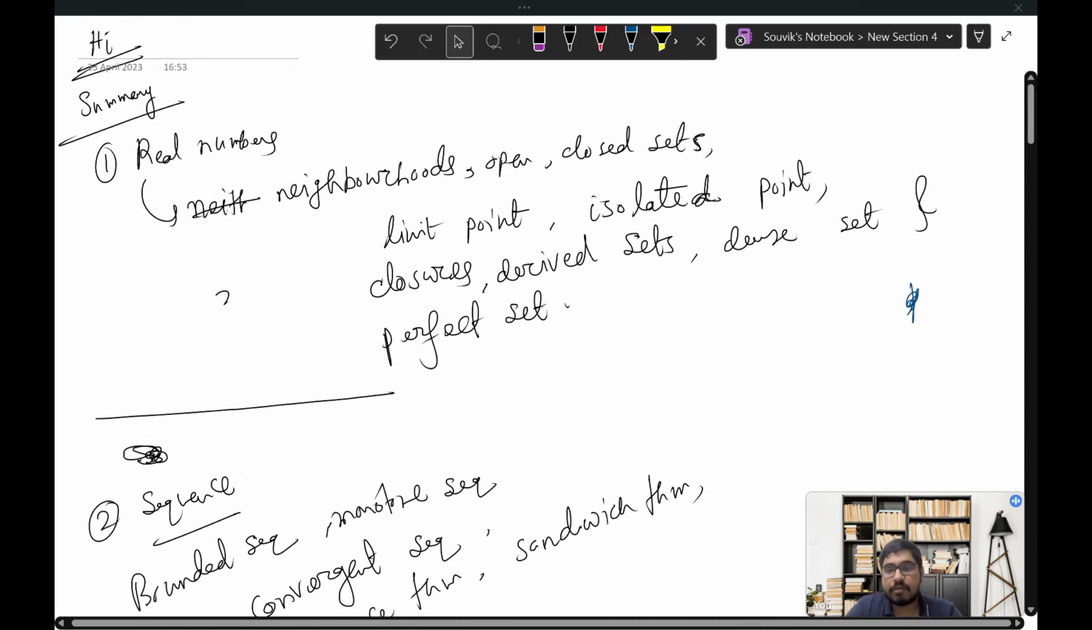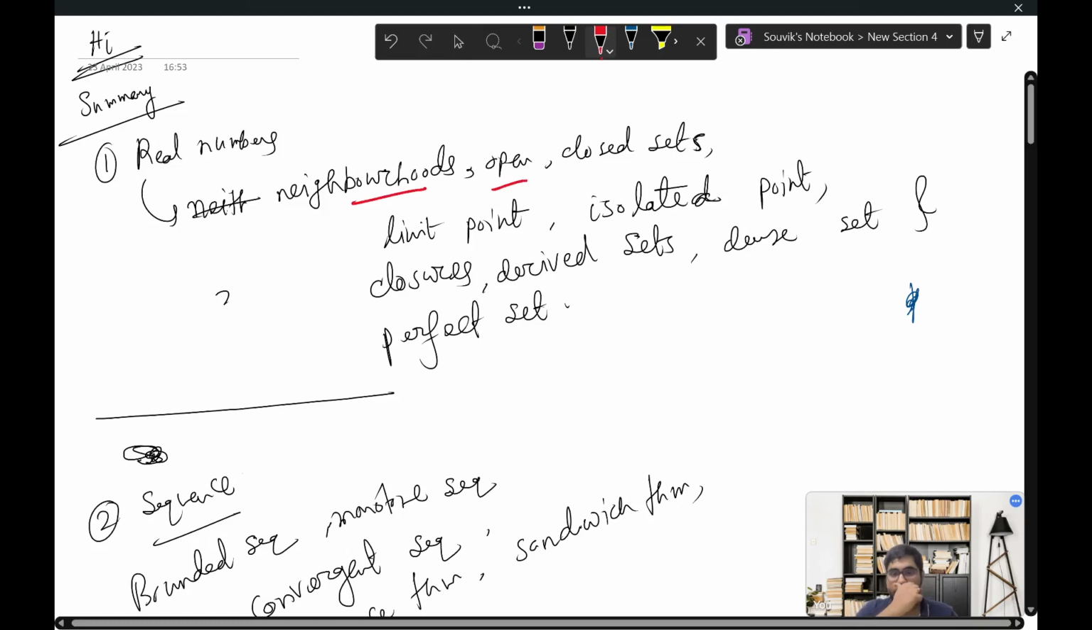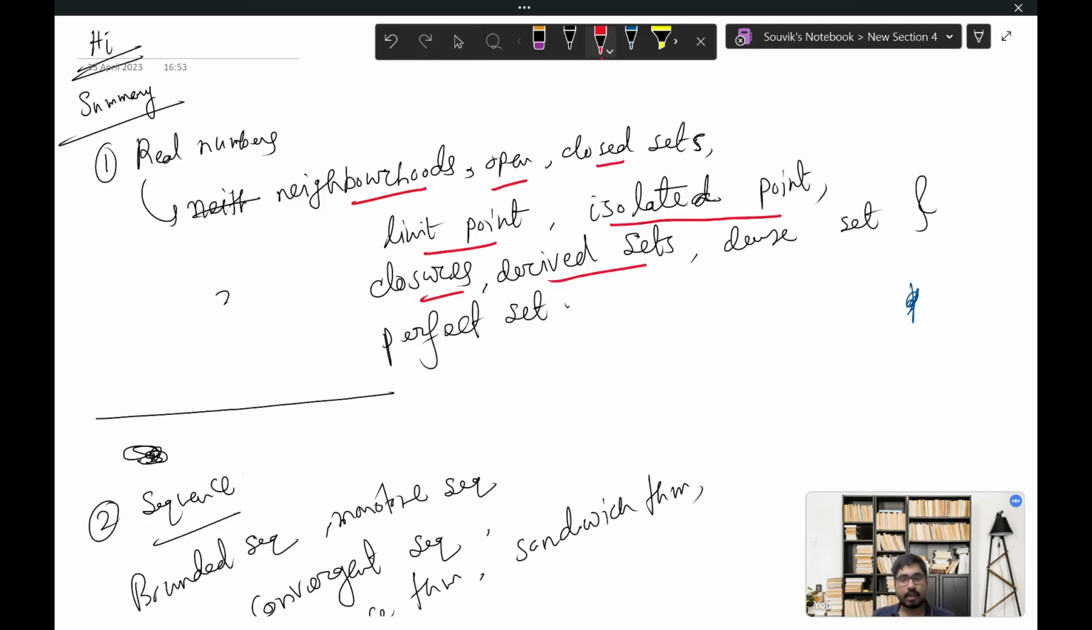So we have started with the real numbers, where we have discussed neighborhoods, open sets, closed sets, limit points, isolated points, closure, derived set, dense set, and perfect set.